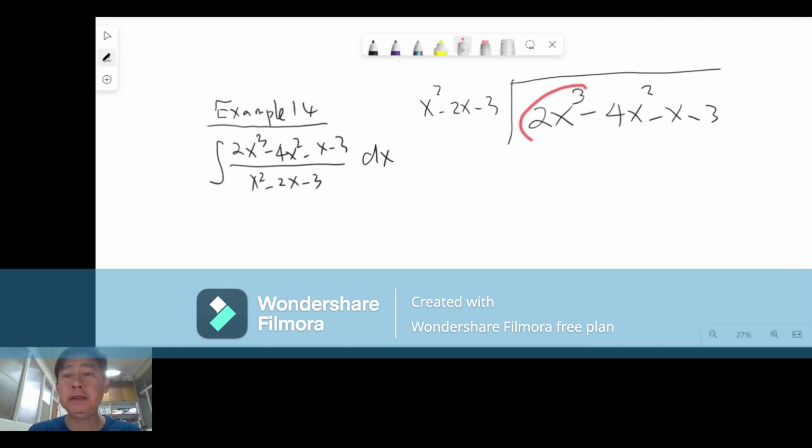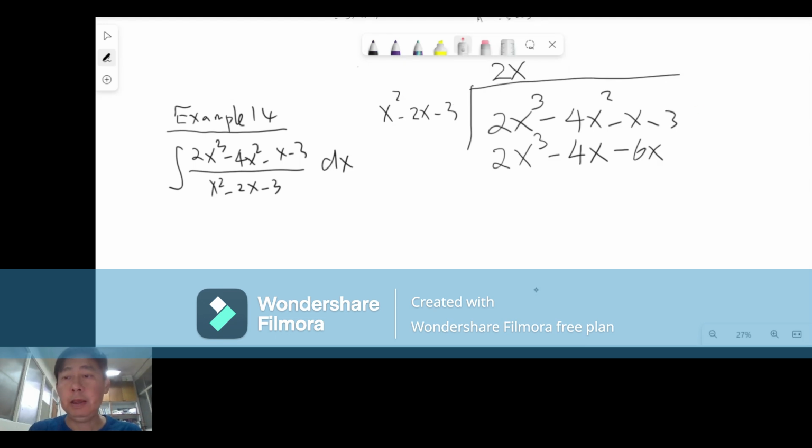To get rid of this factor of 2x cubed, you have to multiply the x power 2 term by a factor of 2x. That will give you 2x power 3. 2x will multiply with minus 2x here to give you minus 4x squared. 2x multiplied with minus 3 gives you minus 6x. Then you take the difference between this line and this line.